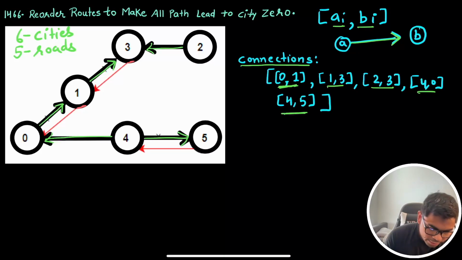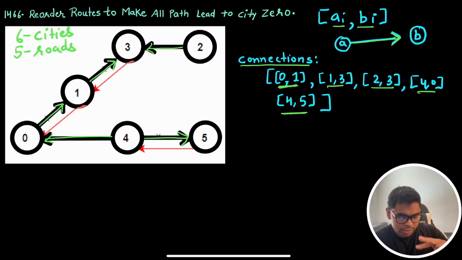So what I need to do right now is create two directional roads between all the roads right here. There is already a road from 0 to 1, but I'll create a road from 1 to 0.